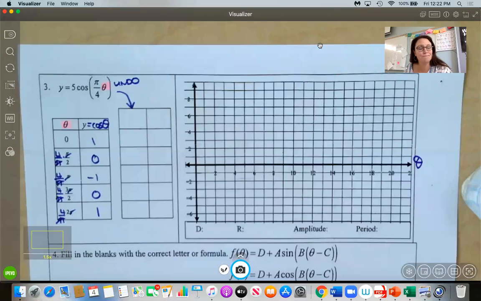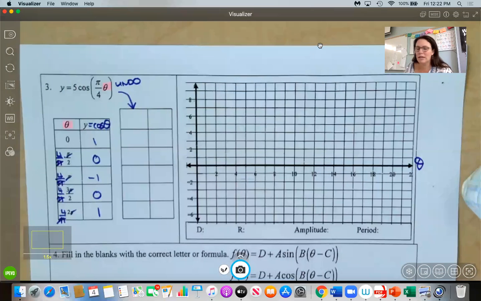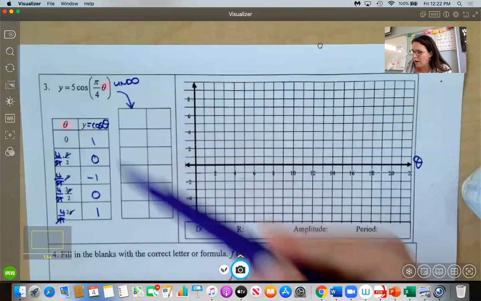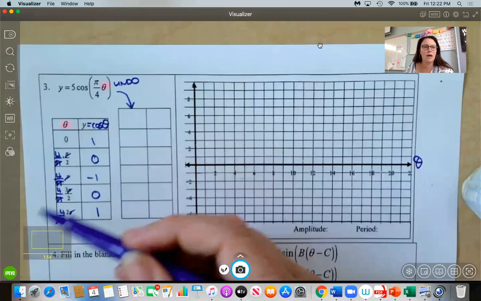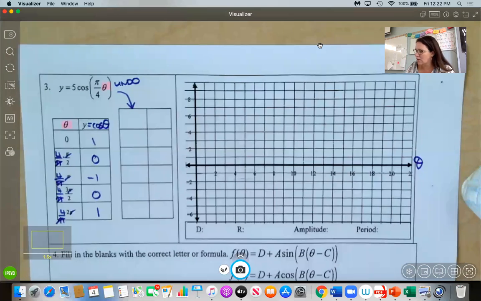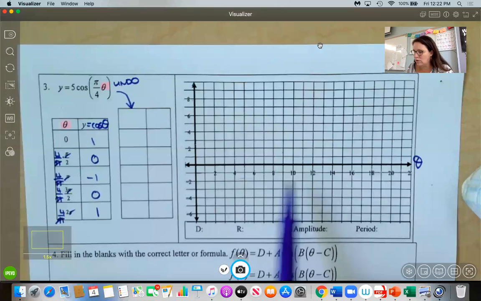So that can happen anytime if the number that you're multiplying by in front here has a pi in it, it's going to cancel out the pi's in your theta. And so your theta values are just going to be whole numbers here.